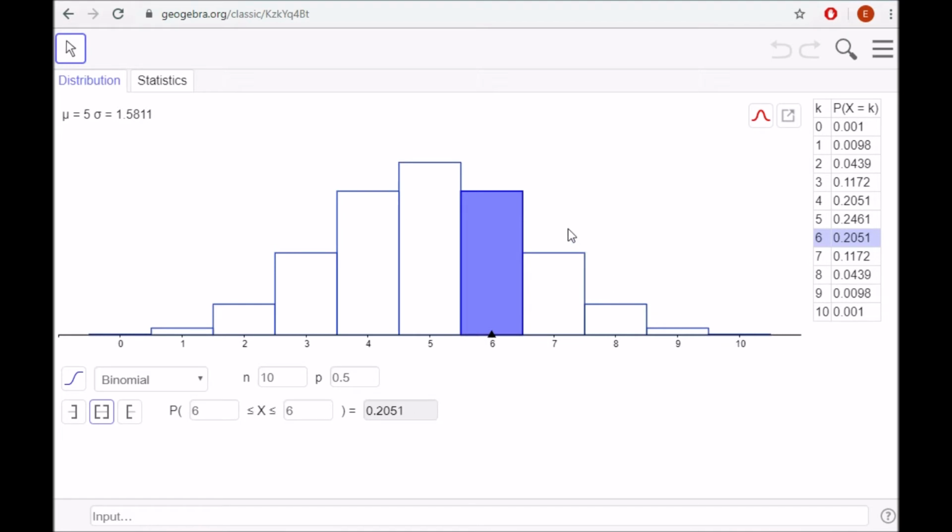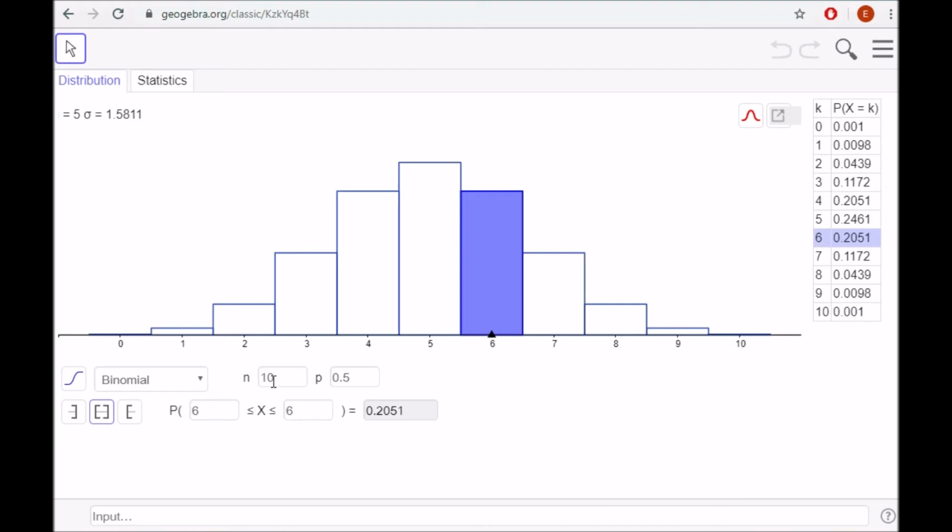The histogram shows intuitively what we understand about it, that it's very unlikely to be up here or down here, and it's most likely to be 5. I'll put a link to this GeoGebra file in the description so that you can have a play with it yourself.